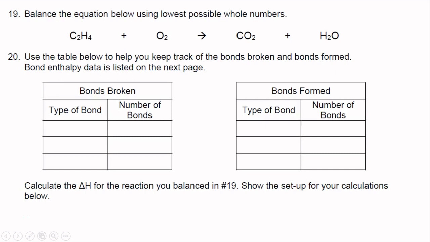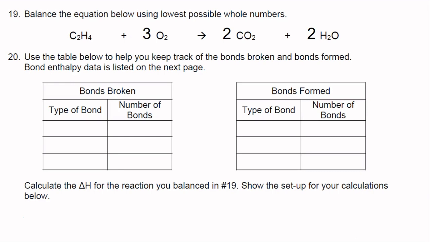All right, 19, we have to balance an equation. We have 2 carbons on the left. Let's put a 2 right here. We have 4 hydrogens on the left. Let's put a 2 right here. Now I have 6 oxygens on the right, so I can put a 3 there. So it's balanced. Use the table below to keep track of bonds broken and bonds formed.